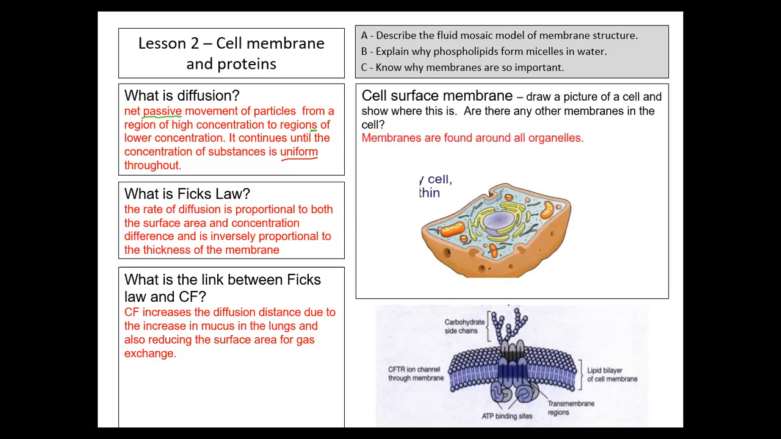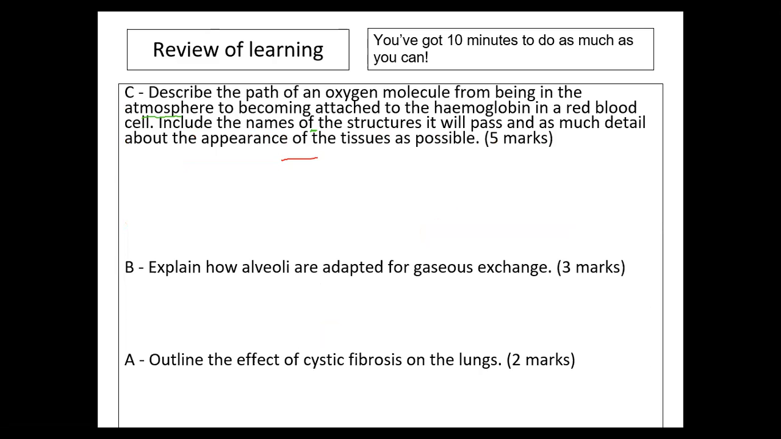So cell membranes, cell surface membranes, here's an image of one. Membranes are found around all of our organelles. So actually, we have a cell surface membrane around the outside of our cell, but we actually do have membranes around all of our organelles as well.